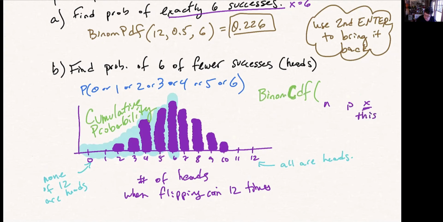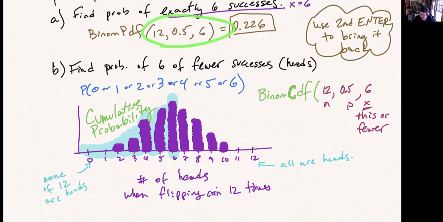This means whatever number you put here or fewer. So what I want to put in there, because I'm looking at 6 or fewer, I'm going to put in a 6 because I want to include that 6. Now everything else is the same. N is 12, P is 0.5, and X is 6.